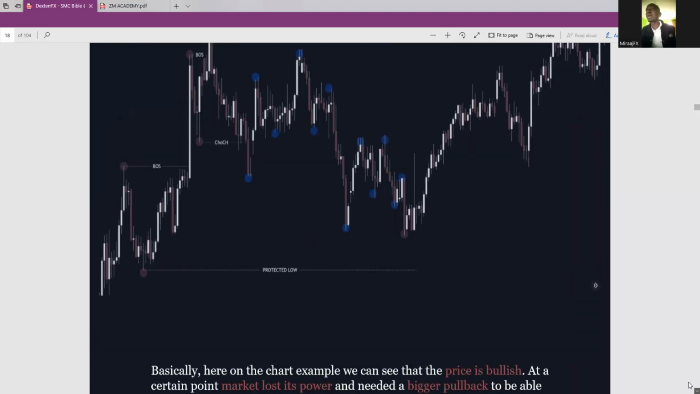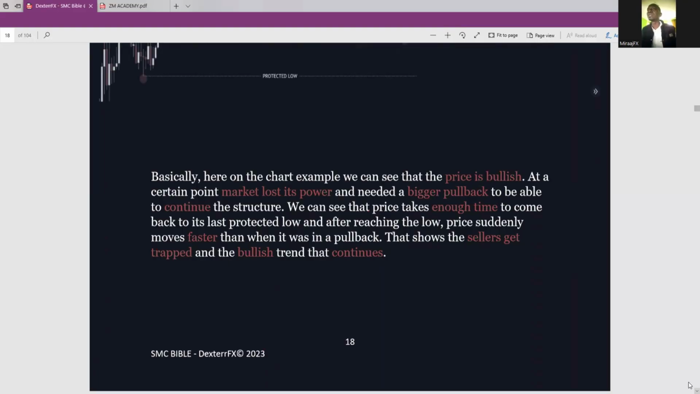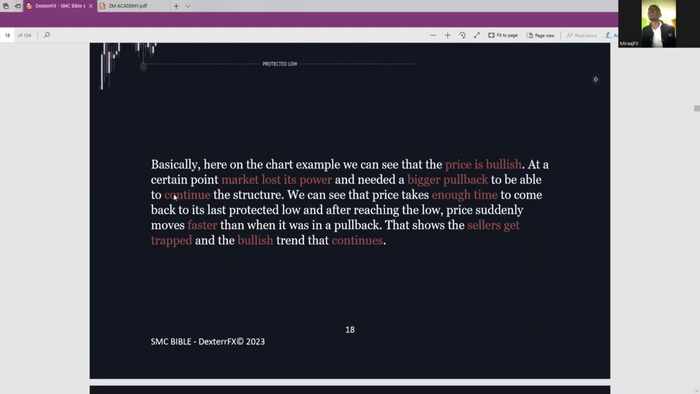So the complex pullback can easily confuse you. Basically here on the chart, we can see that the price is bullish. At a certain point, the market lost its power and it needed a big pullback to be able to continue the structure. We can see that price takes enough time to come back to its last protected low, and after reaching the low, price suddenly moves faster than when it was in the pullback.